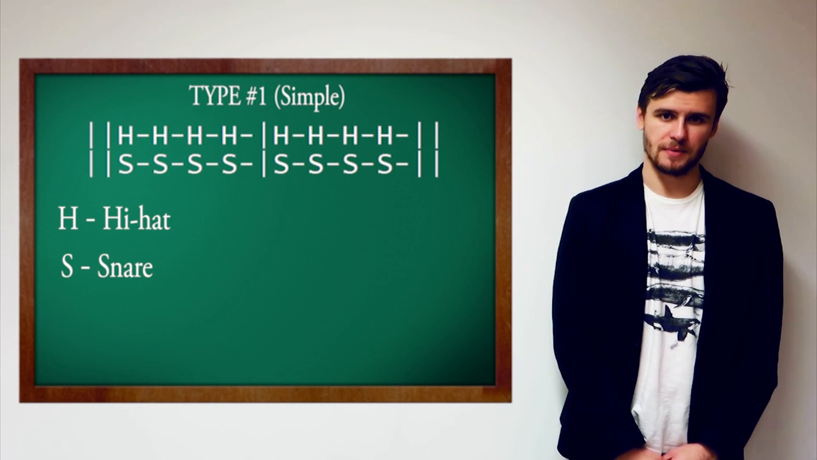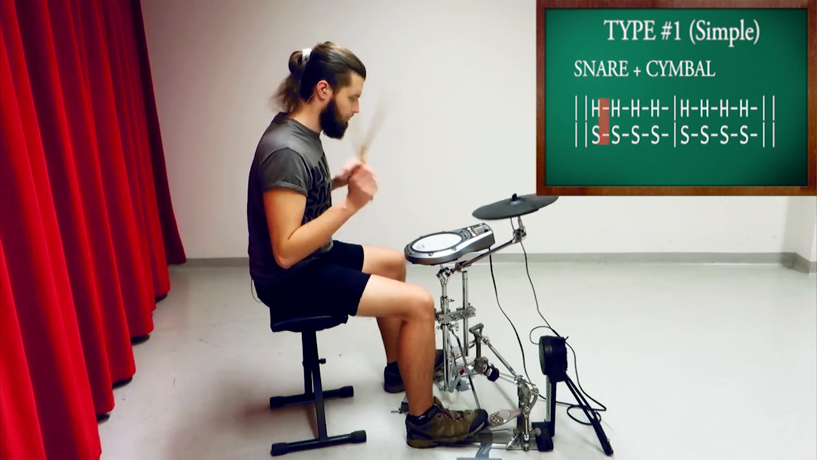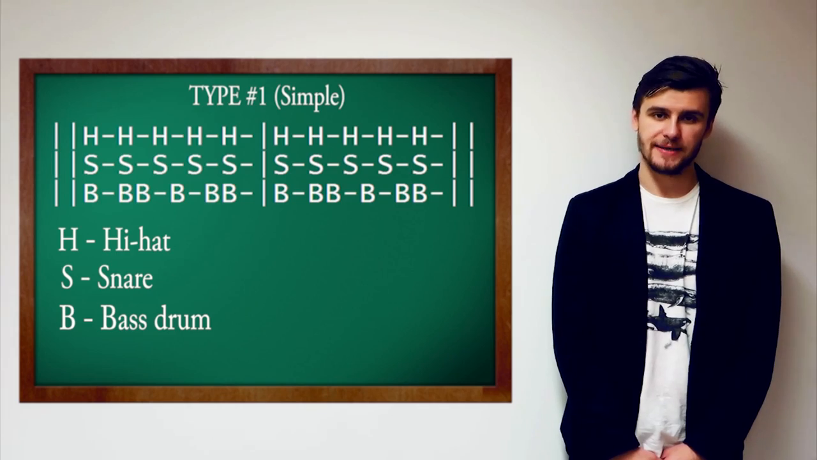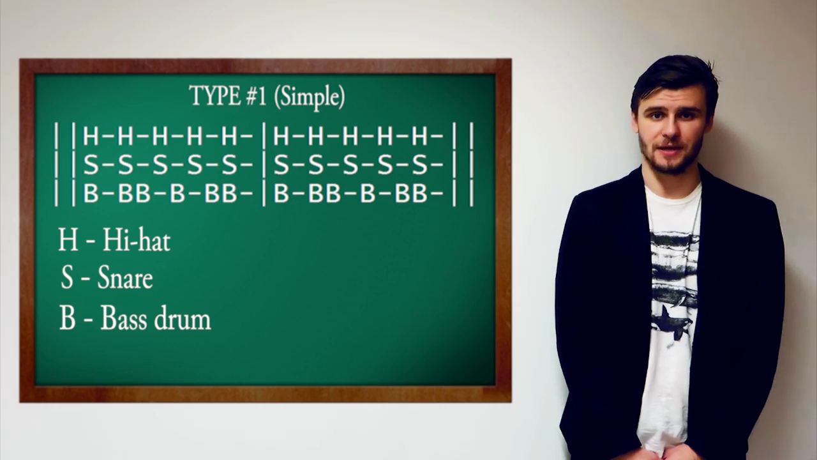Now we add a snare drum. The pattern of the snare is proportional to the cymbal and won't create a new shift. The complexity of the combined pattern will depend on the frequency of the snare drum. The more often you hit it, the shorter will be the cycle.